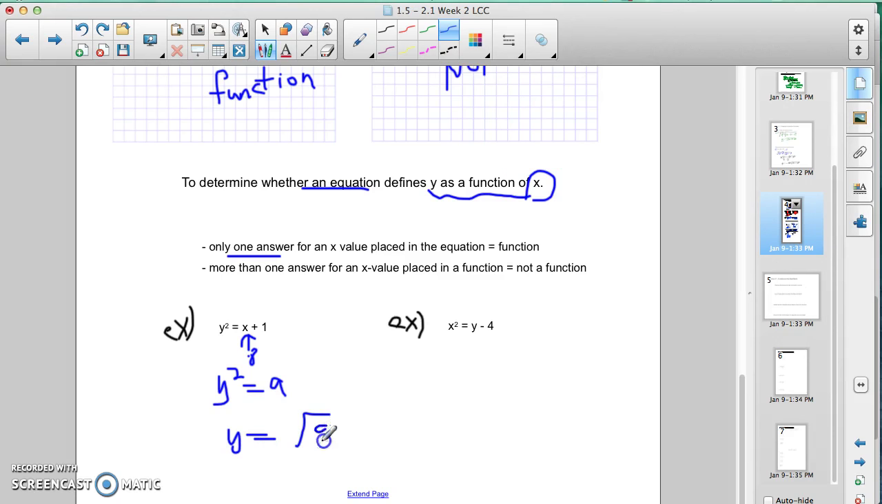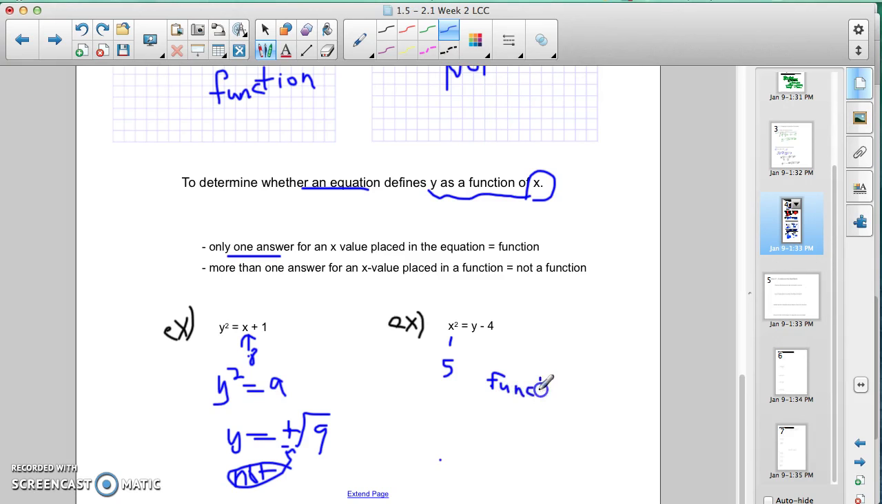But remember, when we take the square root, there are two different answers that work, plus and minus. So this is not a function because we have a plus and a minus. We got two answers out of this. Now if we put an answer in here, like 5, we're going to get 25, and then we're going to add 4 to it, and we only get one y value. So this is a function because we only get one answer for every x value.